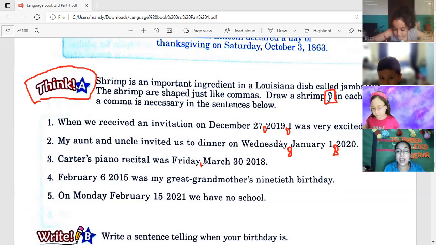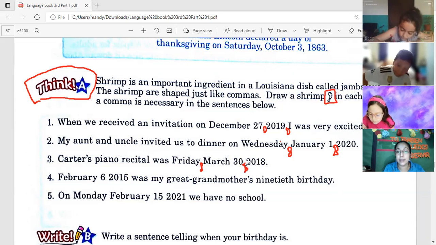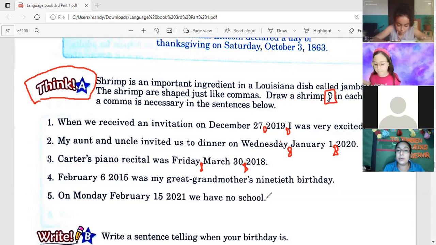We have a day, so we draw in the spar a shrimp. March 30. In that case we draw another one here. Okay, 2018. It's not possible. I can draw. Okay, but you do exactly. Yes. And I don't have enough space.